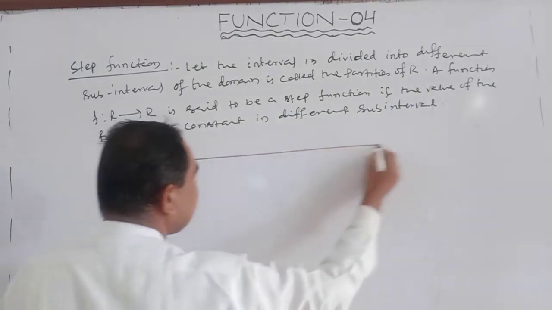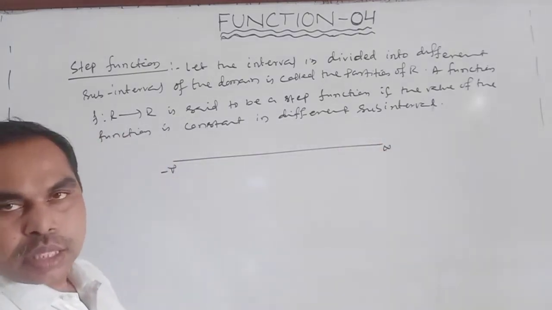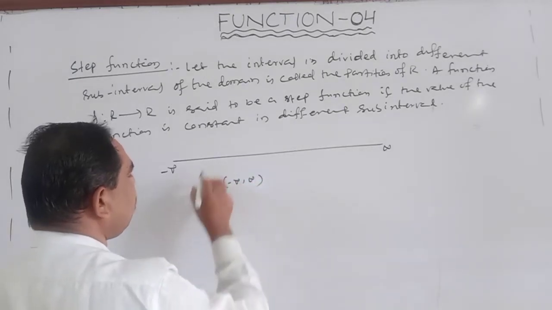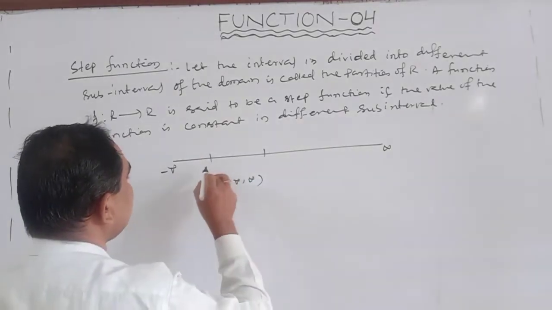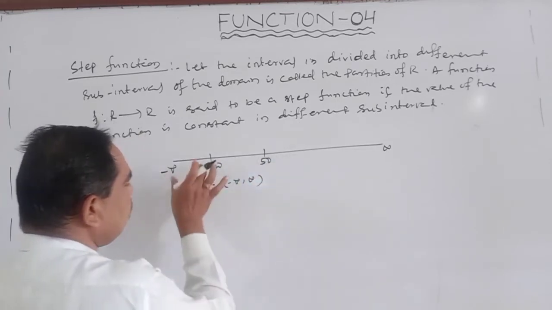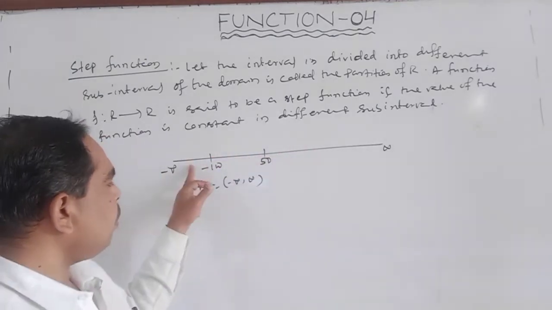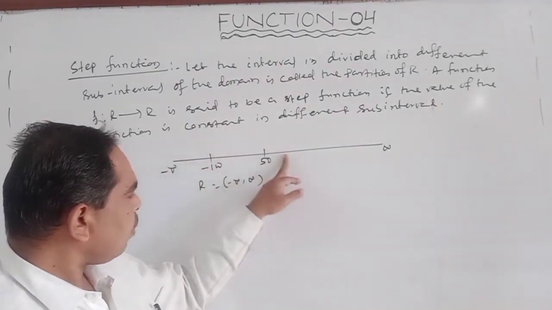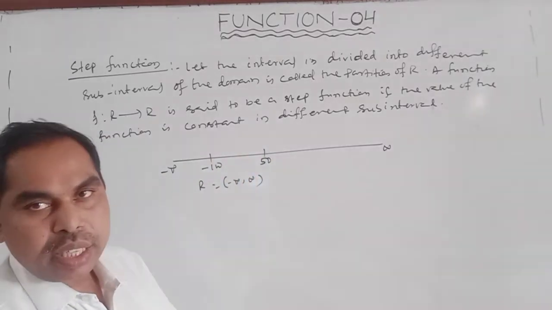This is the set of real numbers R, minus infinity to plus infinity. Suppose we divide R into 3 subintervals. Suppose this is minus 100, this is 50, and each is one interval. All are mutually disjoint, meaning they have no common element between them. That is why they are called mutually disjoint.